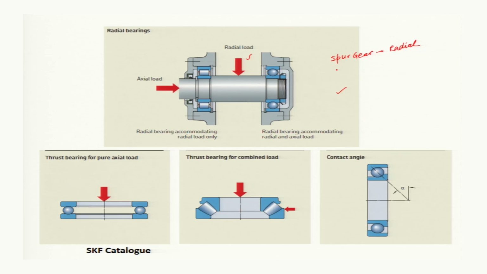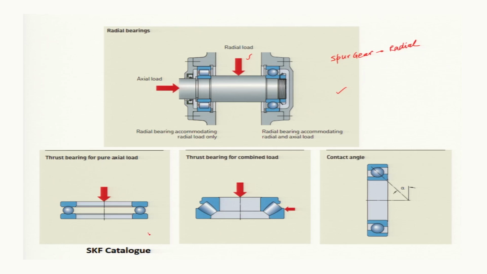But we have seen that for the case of a helical gear, a bevel gear, and a worm and worm gear, there will be radial force and axial force. Now, in this figure it is clear that this shaft is supported by two bearings. Among them, the first one is a radial bearing accommodating radial and axial load, and the other is a radial bearing accommodating radial loads only. This is accommodating only radial load, but this is accommodating both radial load and axial load.